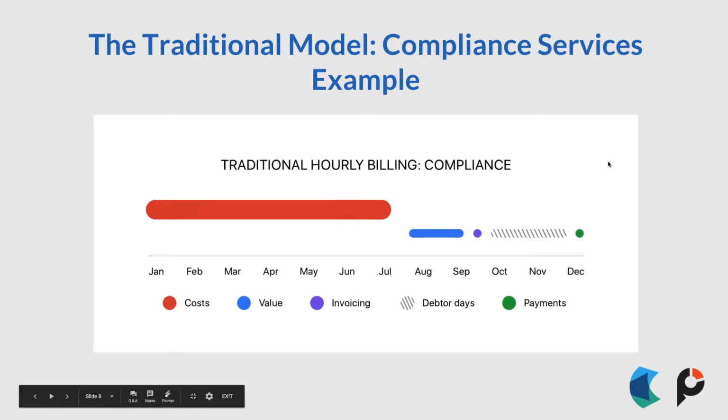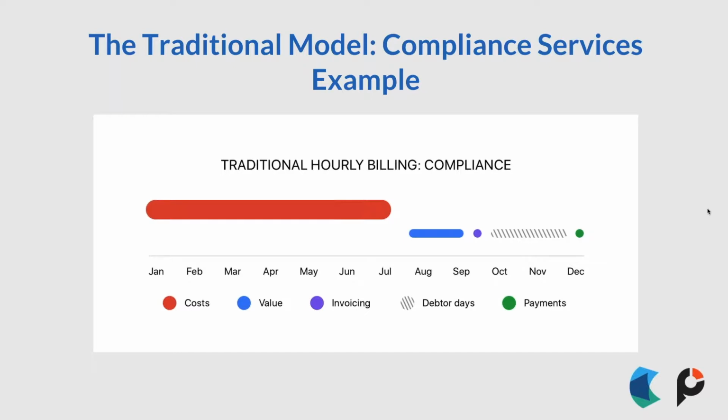Cool. So the traditional model, and I really enjoy these graphs because I think they do a really good job of articulating the traditional model. If you think pre-cloud, this is what that model would look like. So traditionally hourly billing. All of our costs were accumulated between January and July.